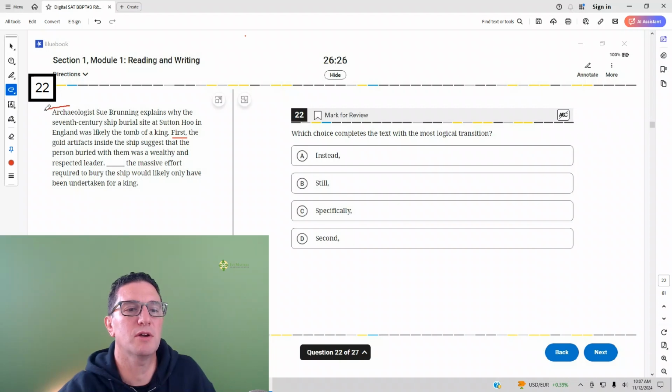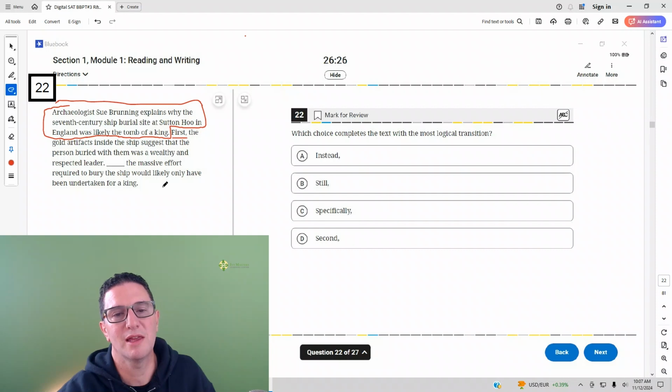This is very typical of a structure, three sentences for a transition question. First, we've got the main idea. Then we've got two details that support that main idea or topic sentence. It's going to show similarity. So based on that, you know that it can't be instead. Instead's going to show difference.